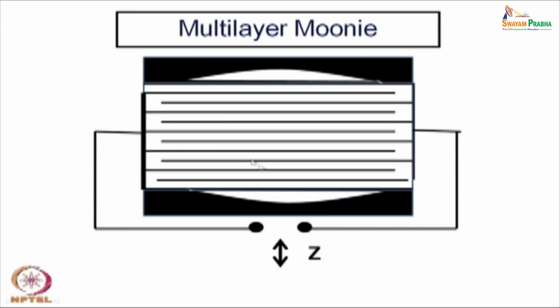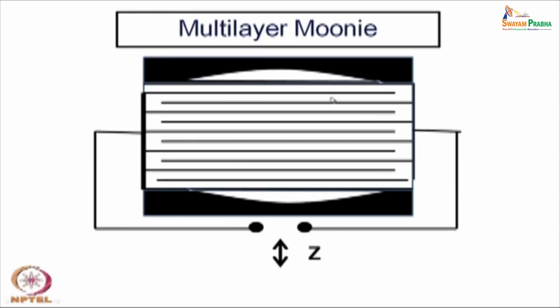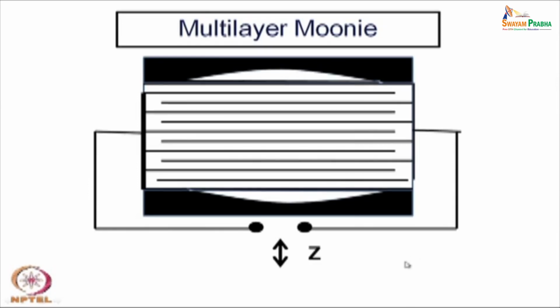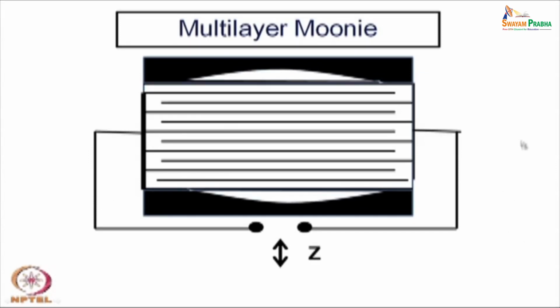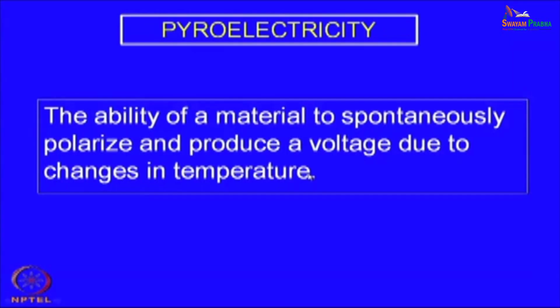We have seen earlier the multi-layer, the single layer, and this is also multi-layer. So, we have a metal plate here, and that is to enhance the actuating property of the multi-layer actuators. Well, that was more or less.